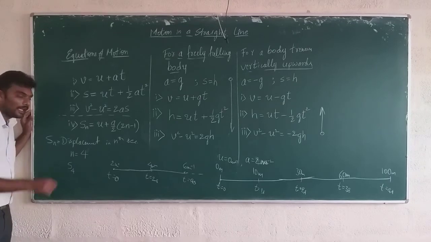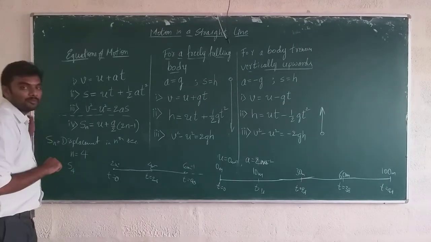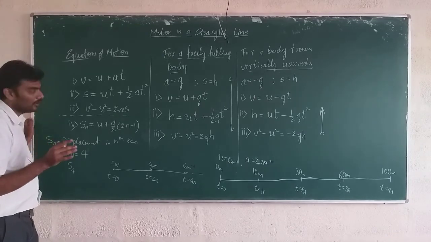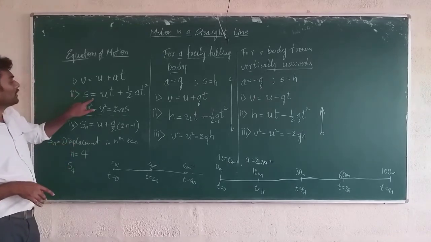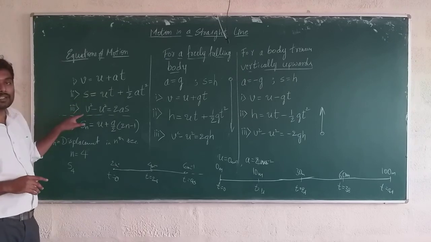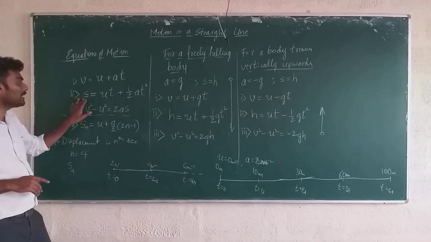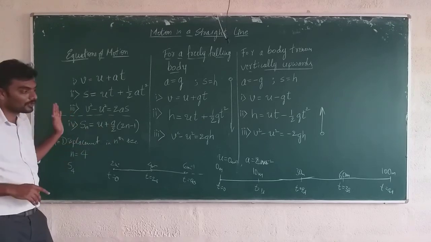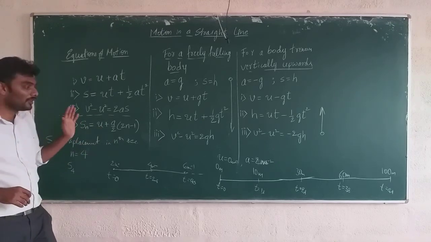What is S4? S4 is the displacement of the body in the 4th second. This general formula, S is equal to ut plus half at squared, is for the displacement in n seconds, or I can say 4 seconds. Okay? Just to give you the idea, I am switching over to Kannada.